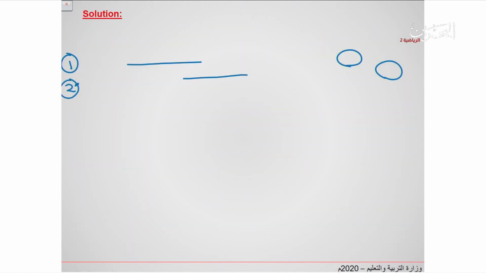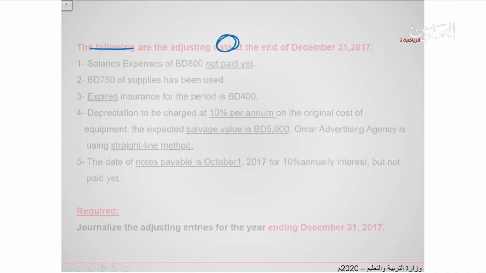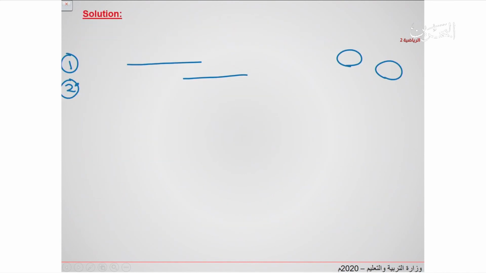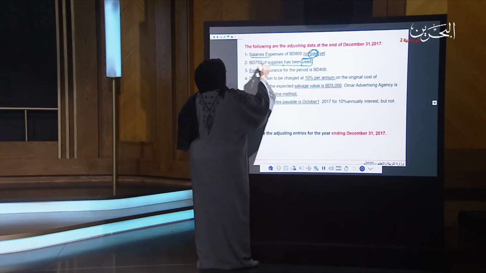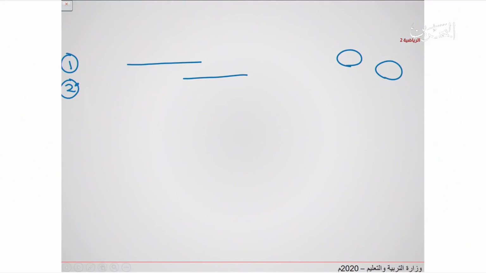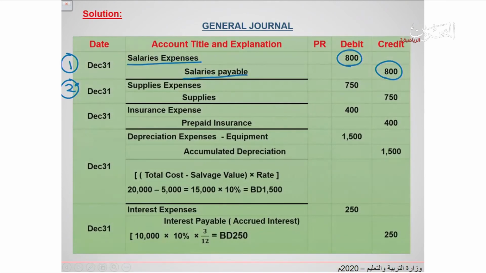Now, the second transaction, $750 of supplies have been used. No need to subtract from supplies in any question. It is directly used, $750. So I will go to the solution for transaction 2. I put in debit side supplies expense and supplies, $750 in debit side and credit side $750.